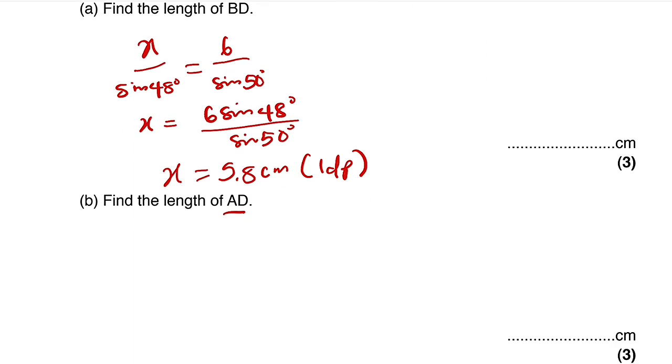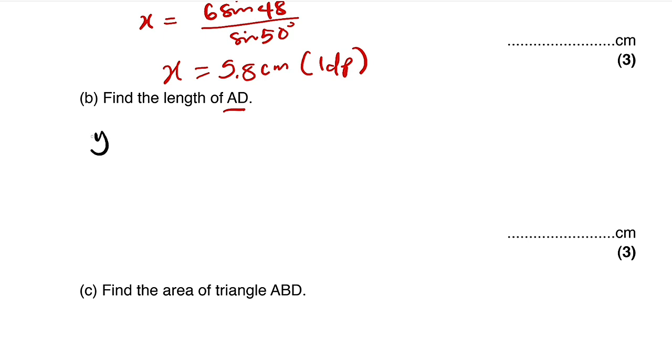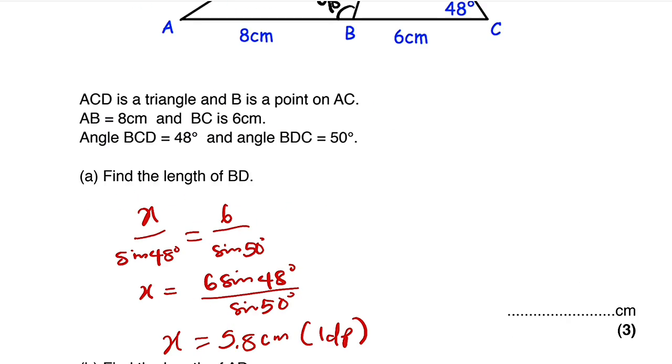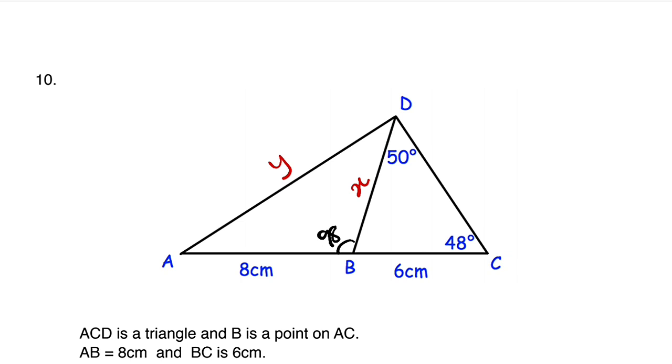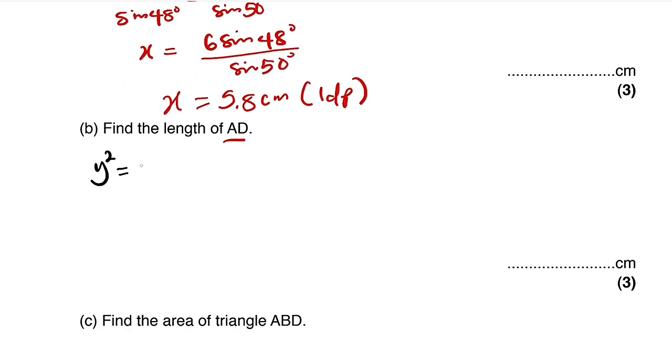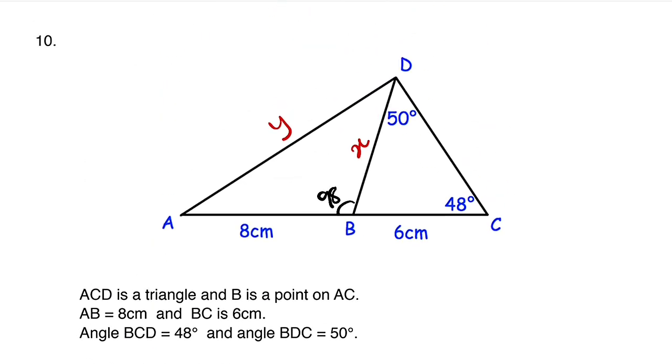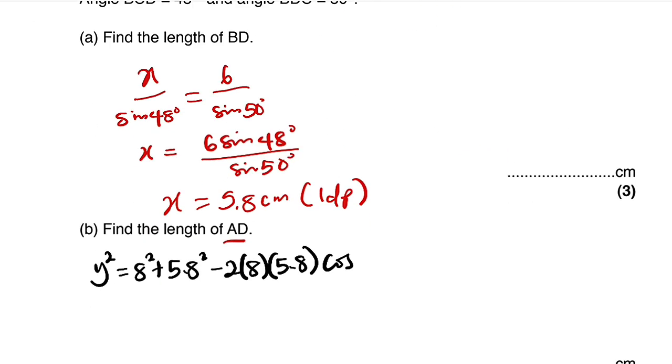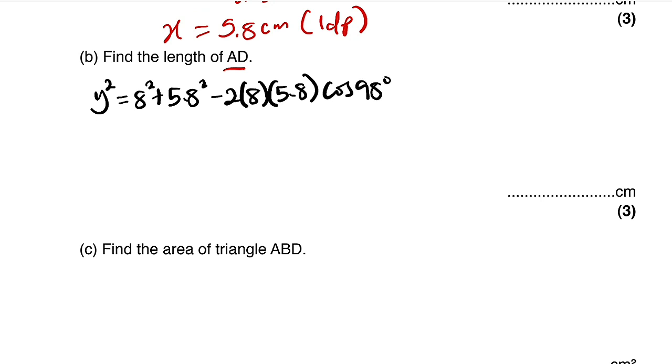Okay, let's do that. So it will be y squared equal to the square of the two sides, sorry. We have 8 and x. We have 8 squared plus 5.8 squared for x, that is what I have obtained recently, minus 2 times 8 times 5.8. Then multiply by cosine of that angle, which is 98, right? Which is this one. 98 degrees. So let me simplify everything.